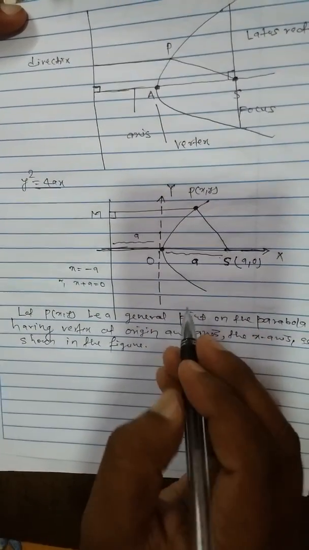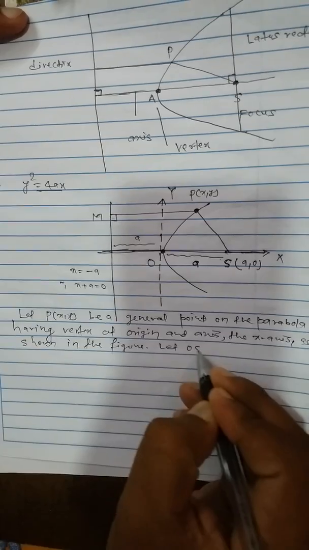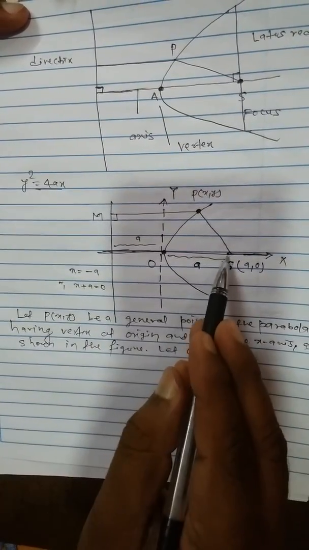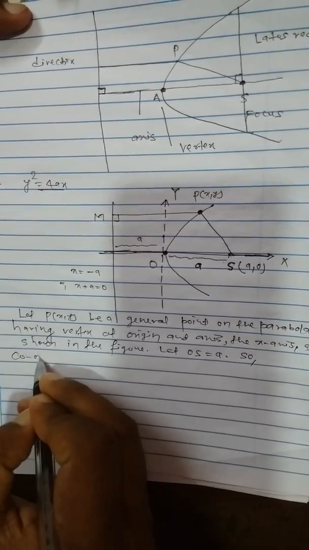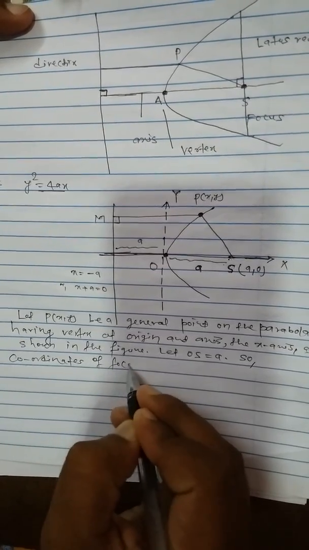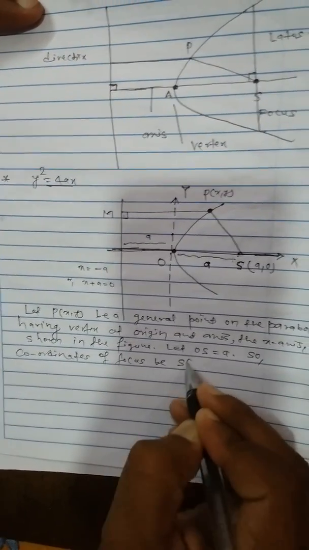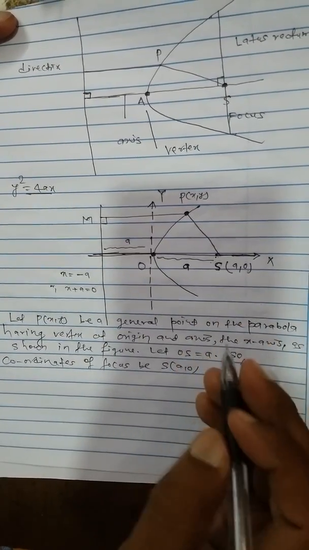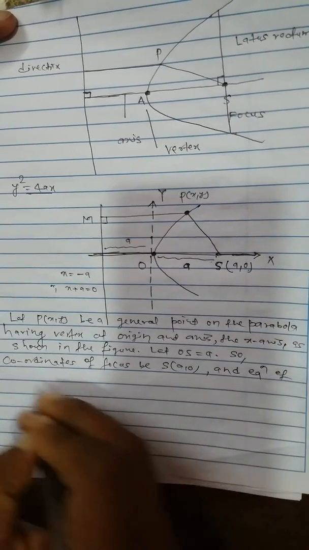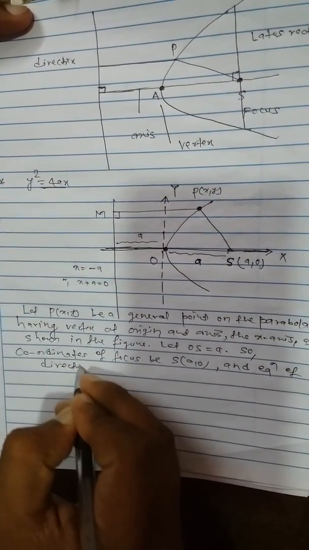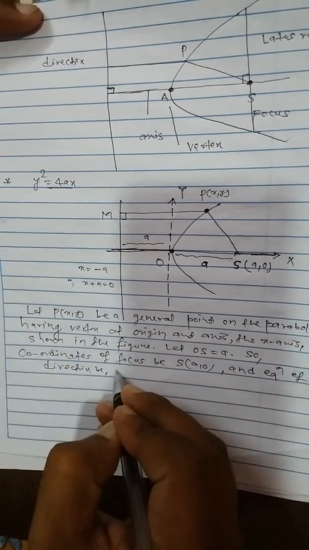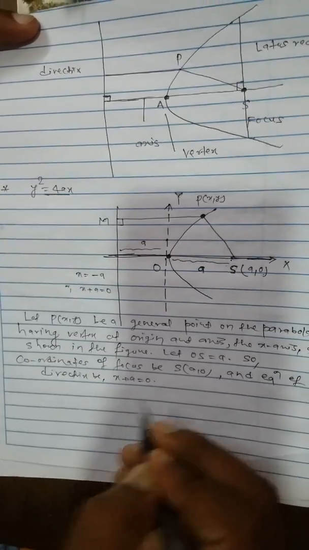Let distance OS equal small a. It means the focal length equals a. So the coordinates of the focus are (a, 0), and the equation of the directrix is x plus a equals 0.